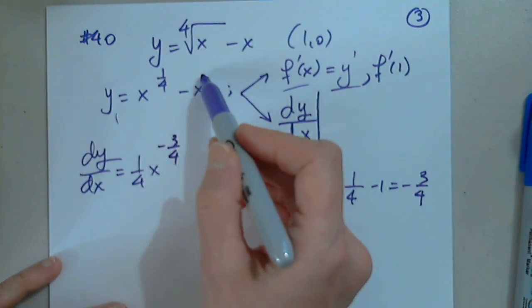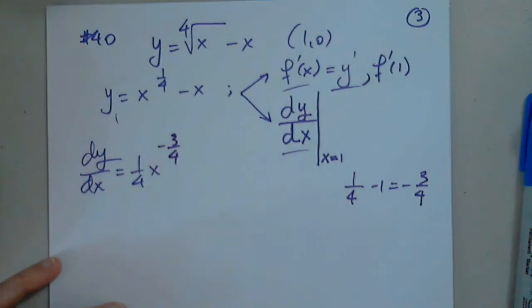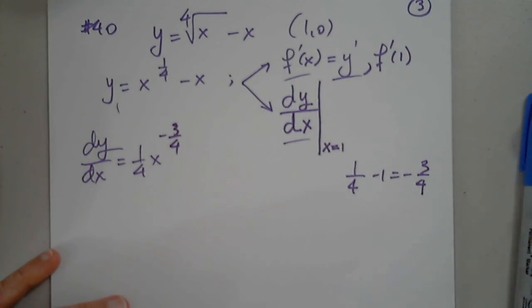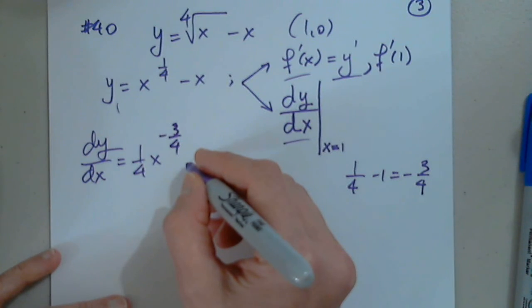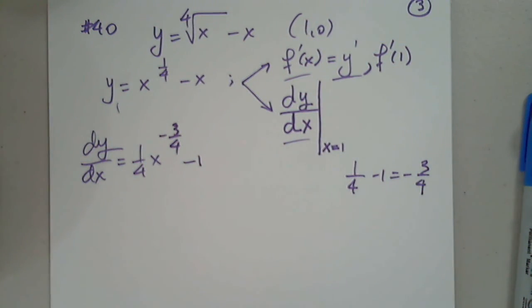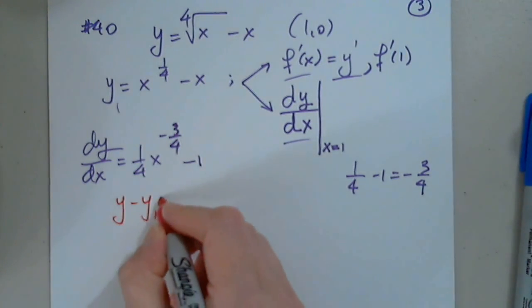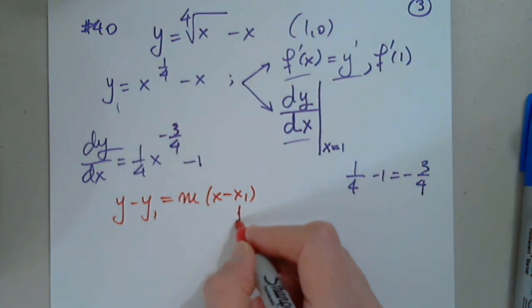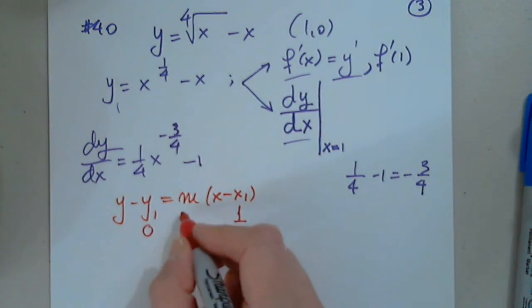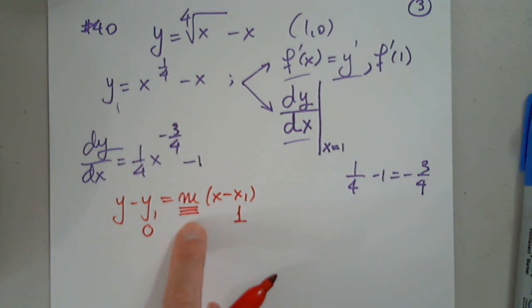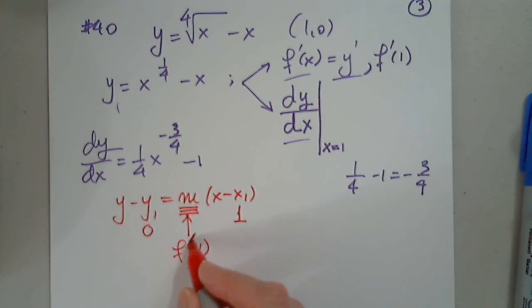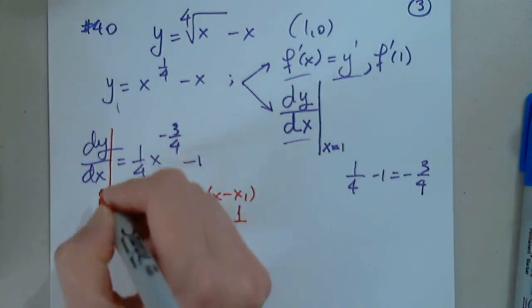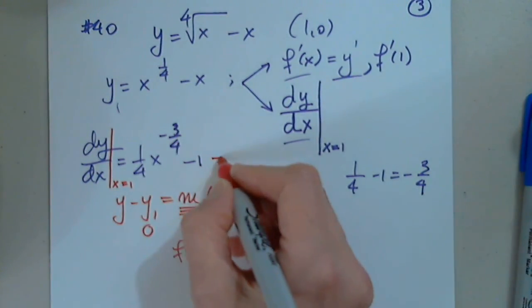And the derivative of negative x. Can anyone tell us what is the derivative of negative x? Negative 1. Very good, awesome. At this point, I know that I need to determine the equation of the tangent line. y minus y1 equals the slope times x minus x1, where x1 is 1, y1 is 0, and the slope is what I'm after. But this is basically f prime of 1, and that's what I have when x is 1. And let's see what I get.